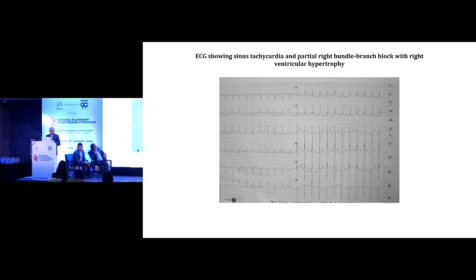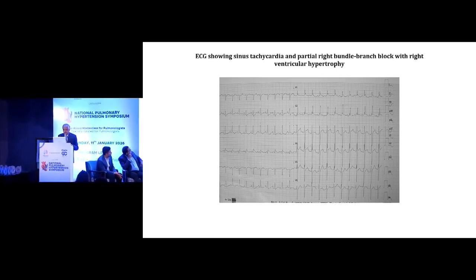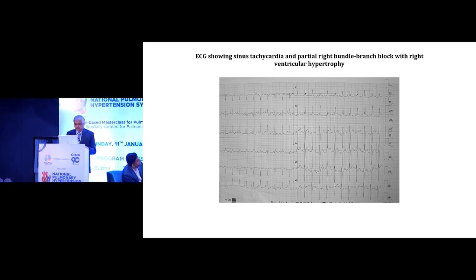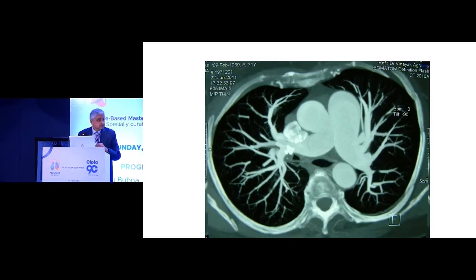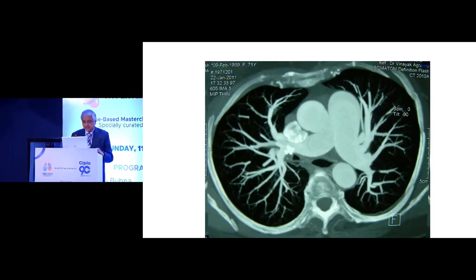So it's sinus rhythm, right bundle branch block with right axis deviation and right ventricular hypertrophy. Correct. Right. So this patient had a CT also. This is the CT scan of this patient. Any comments as far as the CT is concerned?